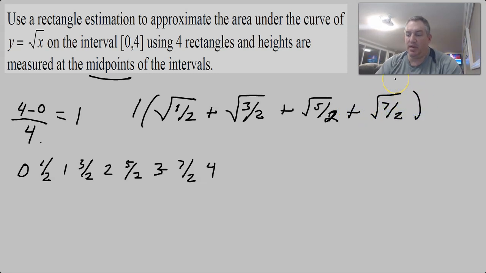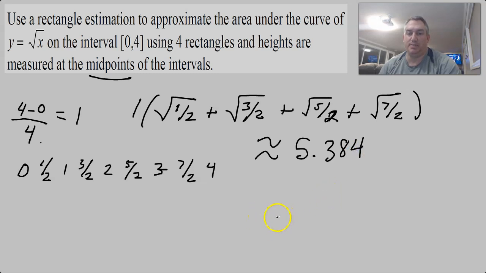Okay, and then we need an approximation for this. Our approximation, we will say, is approximately equal to 5.383 or 384 if we rounded. So make sure you go out 3 decimal places. This answer most likely is probably the closest to the exact answer.